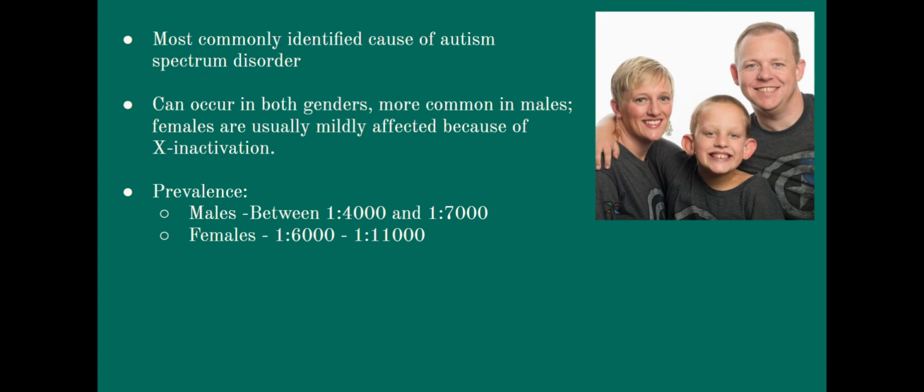So, Fragile X is the most commonly identified cause of autism spectrum disorder. It is one of the few things that if somebody has a family history, you can screen for and give them some actual advice about whether they are likely to have another child with a disorder, what they can do to minimize the odds of that happening. It's one of the few things that we have definitive answers for.